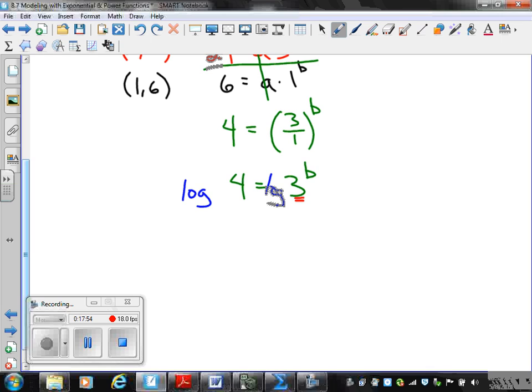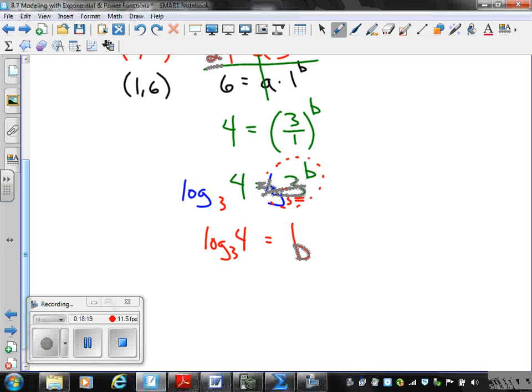Looking at this right side here, what's the logarithm of 3 to the b, base 3? Well, the log base 3 and the 3 cancel, don't they? And we're left with b. And that's what we want, right? We want to get b by itself. So b ends up being, and there's no way around this one here, the log of 4 base 3. Okay, so we got b.